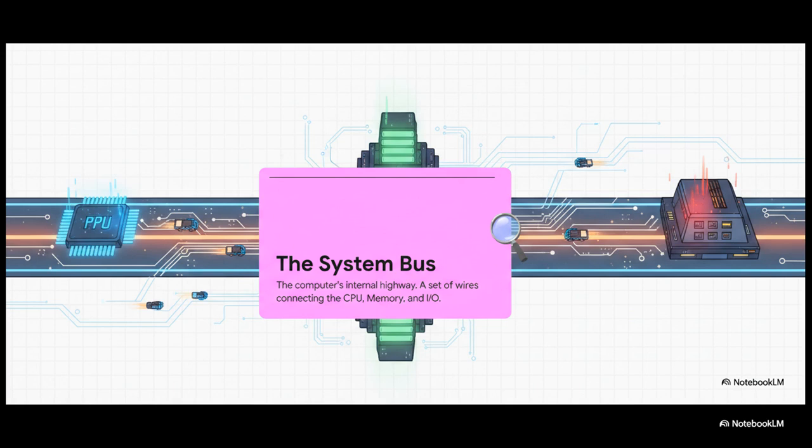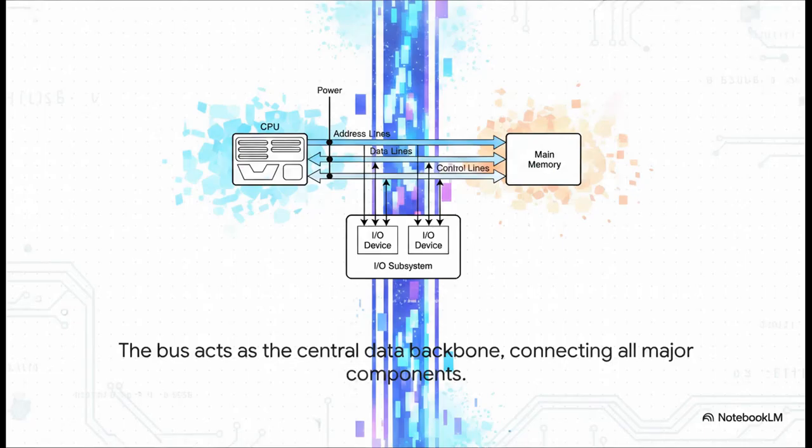It's a shared set of electrical pathways that connects all the major components, letting data travel between the CPU, the memory, and all the I/O devices. And because every major component plugs into this one shared highway, it acts as the central backbone for the entire machine. This shared connection is what lets the CPU grab instructions from memory or send a picture to your screen. Without it, every part would just be an isolated island.